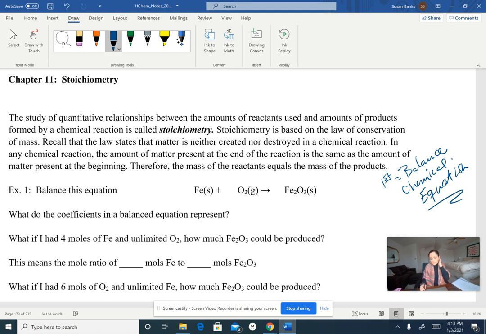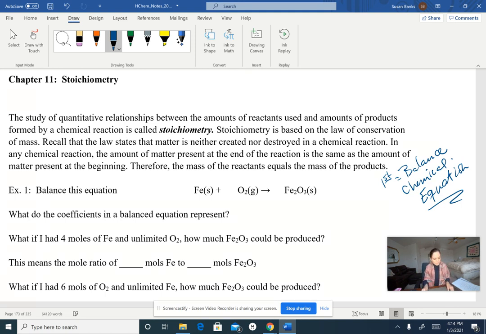Now, if you're given a full chemical equation, that's a skeleton, balance it. If you're just given the reactants, then what you have to do is figure out what the products will be. And then once you've got the skeleton down, then go back and balance it. Remember, make sure that you've got the reactants and the products down first before you go and balance the equation. So let's start with example 1.